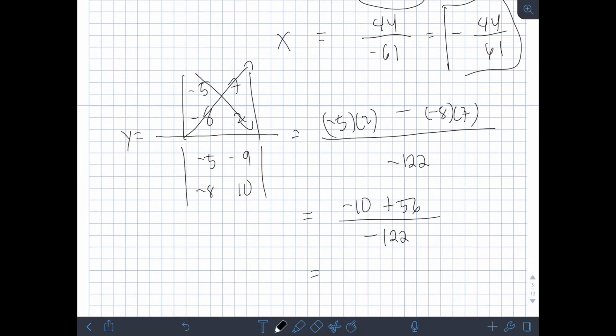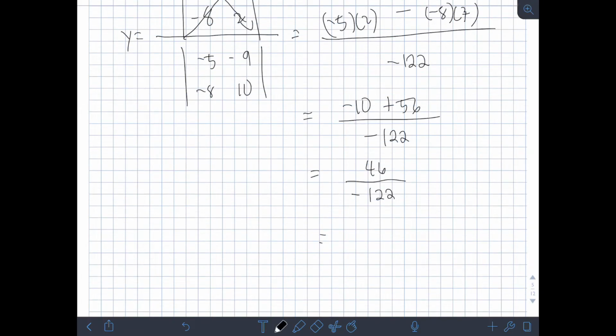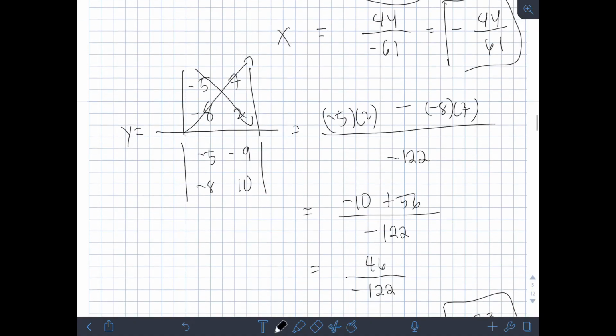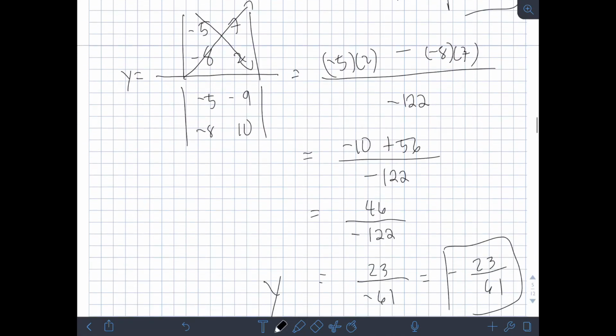We have negative 10 plus 56 is 46 over negative 122. Or in lowest term, may GCF pa sila na 2, so magiging 23 over negative 61. Or simply negative 23 over 61. So ito yung value natin ng y. So check natin sa calculus kung tama ba yung na-compute natin.